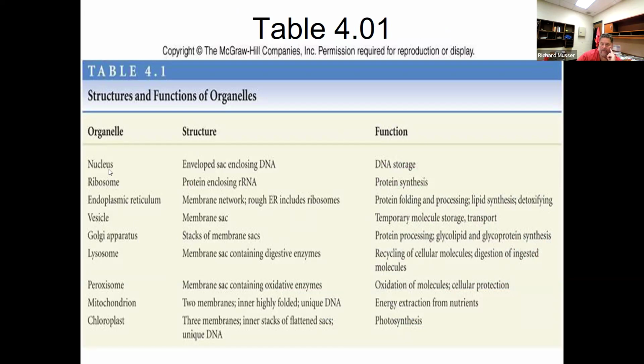This talks about the different types of organelles and what they do. The nucleus is important for DNA storage. Ribosomes are important for protein synthesis. Endoplasmic reticulum is important for protein folding and lipid synthesis. We have vesicles and the Golgi apparatus, which does all sorts of sorting, and lysosomes are breaking down substances. We have peroxisomes, mitochondria for energy production, and chloroplasts for photosynthesis.